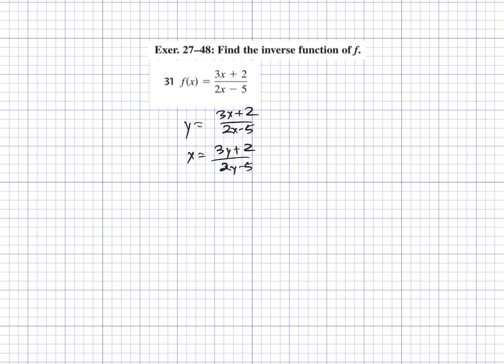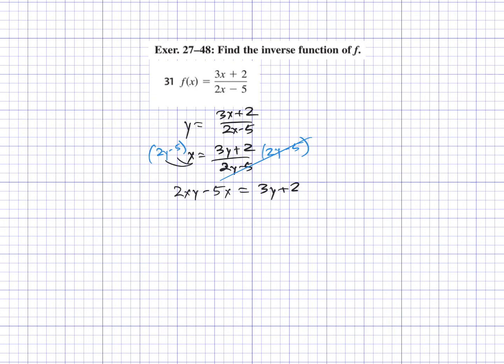Okay, now there's a problem. How do you do this when you have y in the numerator and denominator? You got to get them together. Well, first of all, you still have to get the denominator y out. So we multiply both sides by that. And we're going to distribute the x through that. Okay, so that's 2xy minus 5x. And that equals 3y plus 2.